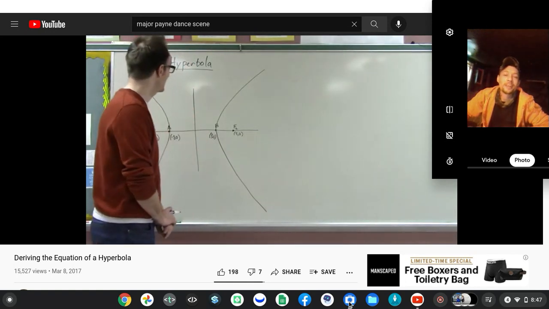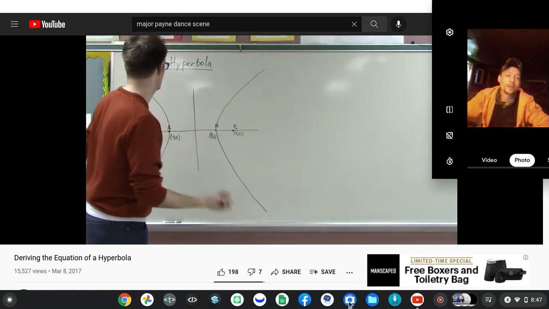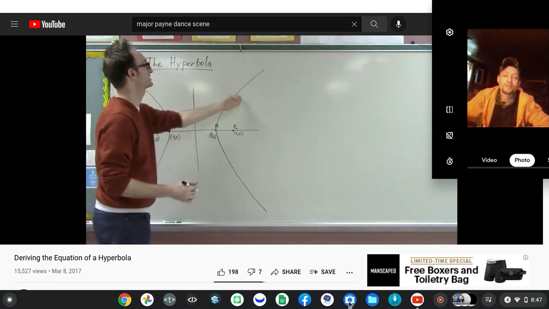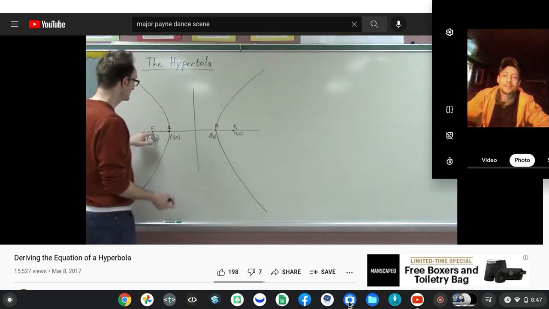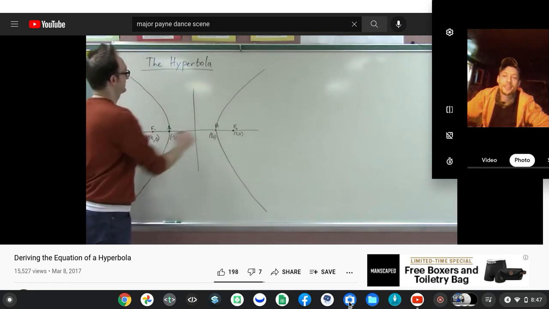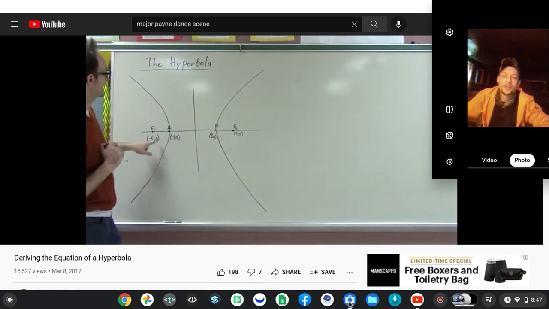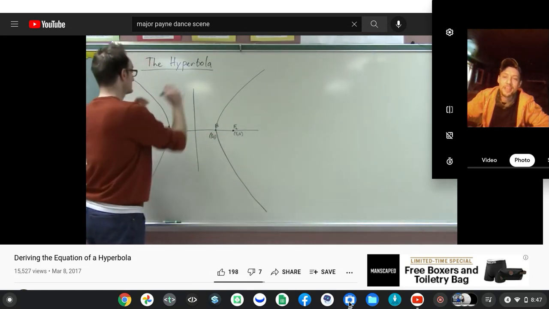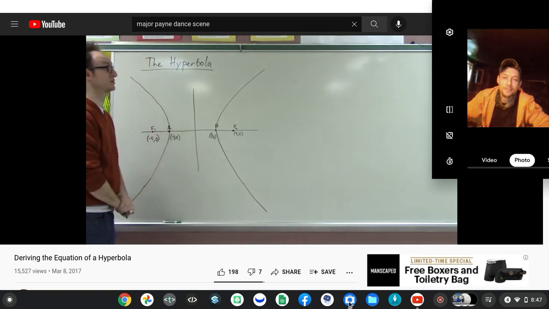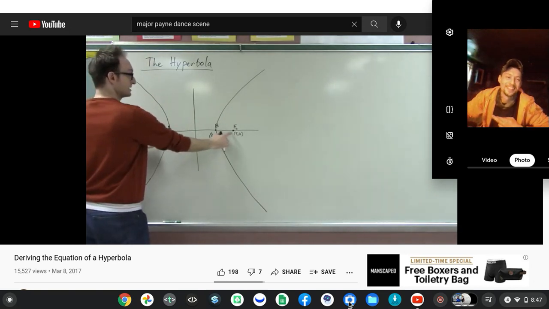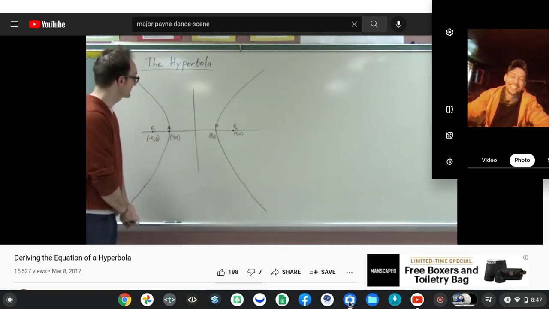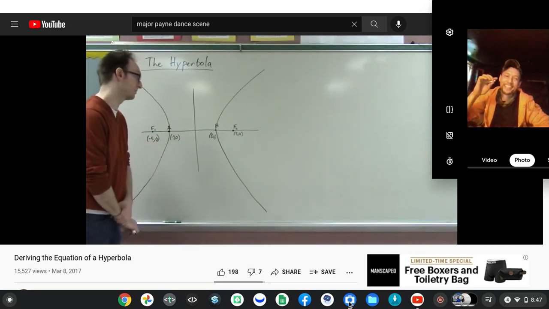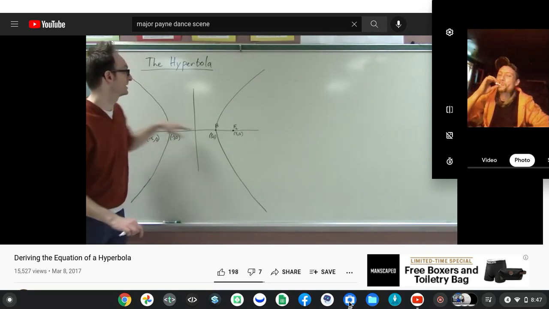The foci, F1 and F2, are located at (-5, 0) and (5, 0). What I did was establish a coordinate system in such a way that these two points have those coordinates. And A and B are the vertices of my hyperbola. They're the places where the hyperbola intersects the axis.